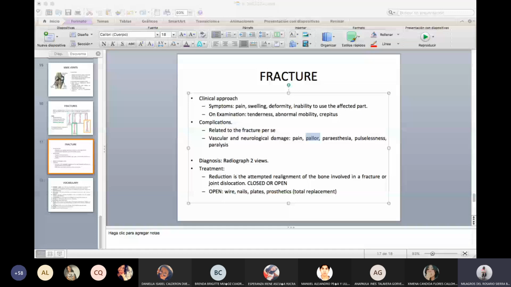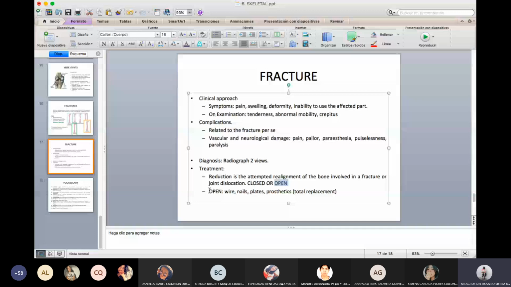So for the diagnosis, you need an X-ray with two views, and the object of the treatment is going to be the reduction, or the attempt to realign the bone involved in the fracture or joint dislocation. And this reduction can be closed when it doesn't need surgery and open when it needs surgery. For an open reduction, you need wire, nails, plates, prosthetics. And when you use this, we talk about a total replacement of the particular bone.